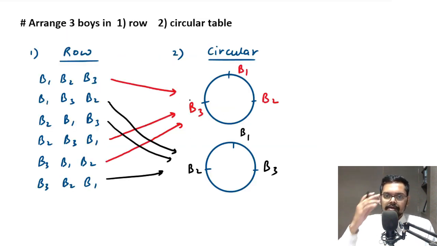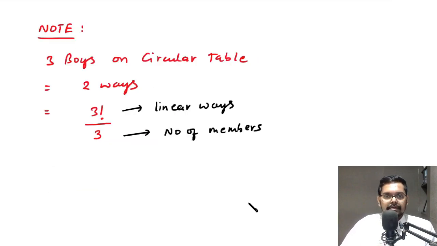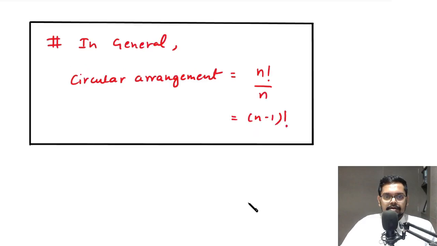But I hope you got the idea why it is less compared to the linear arrangement. In linear arrangement, it was n factorial, whereas in circular arrangement it is n factorial by n, which is n minus 1 factorial. So finally, I hope you got the complete idea on linear arrangement versus circular arrangement. Now let us go to the next slides and get some more concepts.